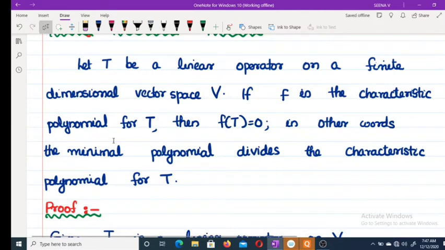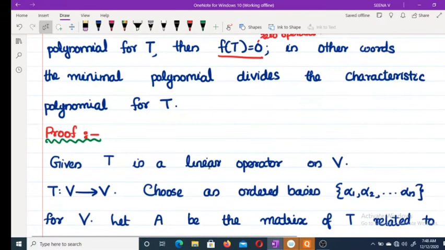We have to prove that the minimal polynomial divides the characteristic polynomial, or we have to prove only this: if f is the characteristic polynomial for T, then f of T must be equal to 0. Here this 0 is the 0 operator, because T is a linear operator and f is a polynomial. Now moving to the proof.